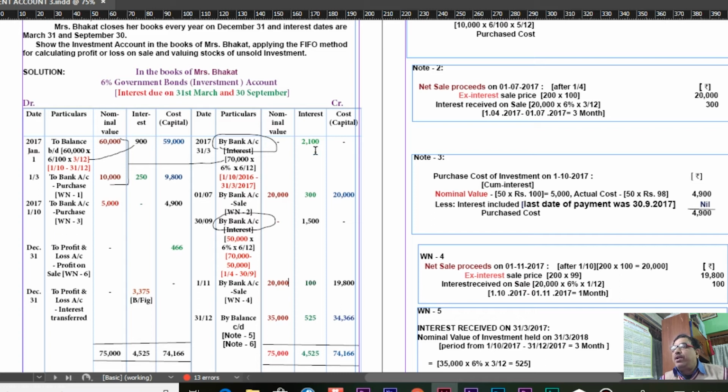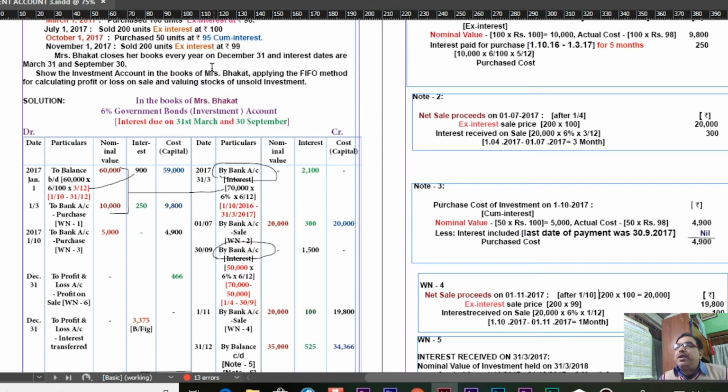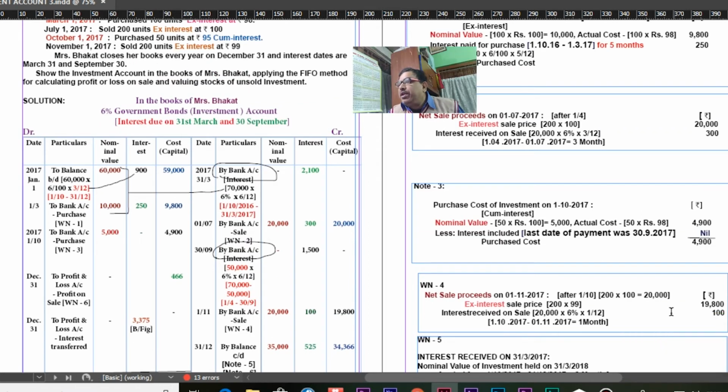Therefore, 100 will come under interest, and 20,000 is given, that is only 200 bonds are sold. In the question, 200 bonds are sold. Therefore, 200 into 100, that is 20,000 under nominal value, and under cost or capital, that is 19,800, because 200 units are sold at rupees 99.